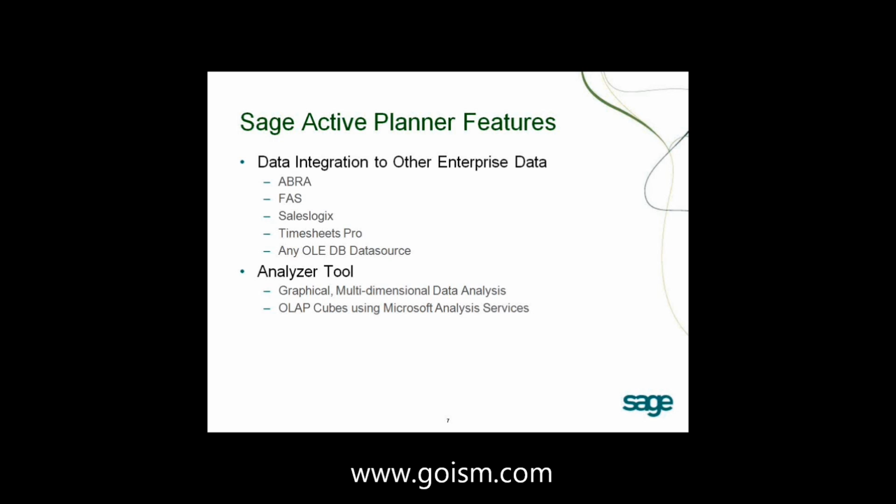So things such as Sage products like APRA, FAS, and SalesLogix, but really any compliant application such as Excel or Access, third-party software, non-Sage products, whatever you might have that has information in it that you need to include in your budget environment, we can link to those different data sources, grab that information, and bring it into your budget for you. Again, the goal is to eliminate rekeying and eliminate the uploading and downloading of data.